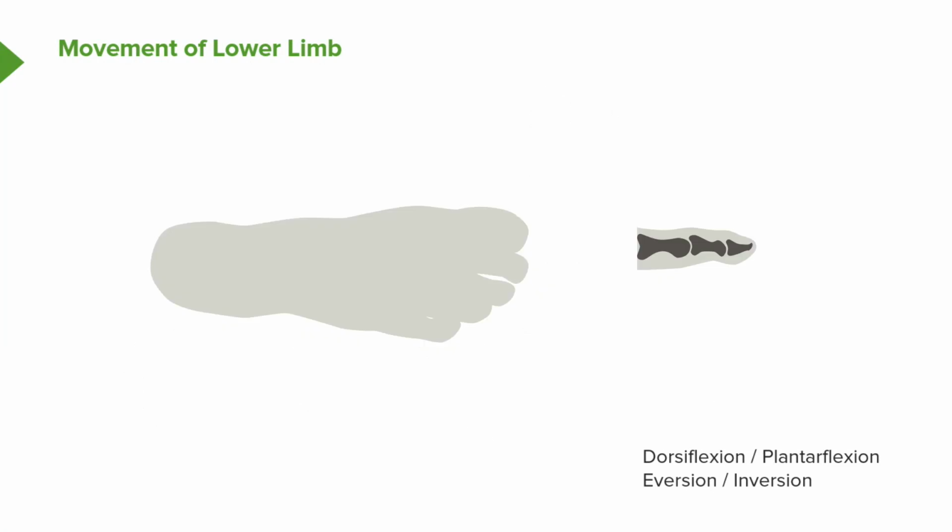If we then look at the toes, because we have the interosseous muscles, which we'll later on describe, it is possible to abduct and adduct these individual digits. Along with this movement, there's also flexion and extension, so you can dorsiflex and you can plantarflex your digits.